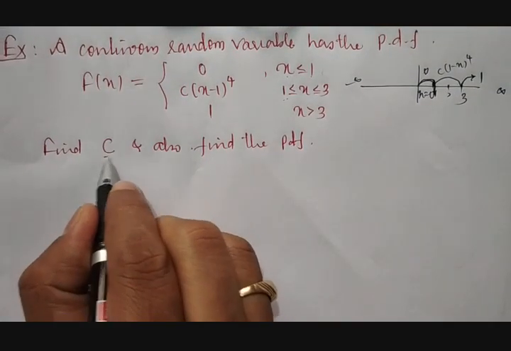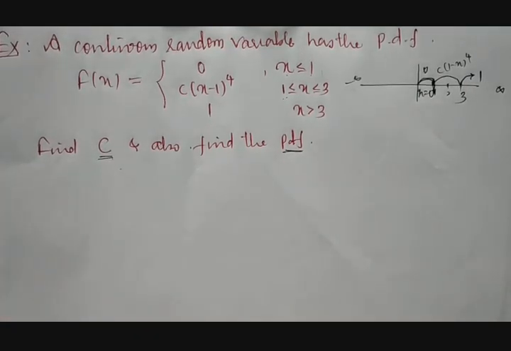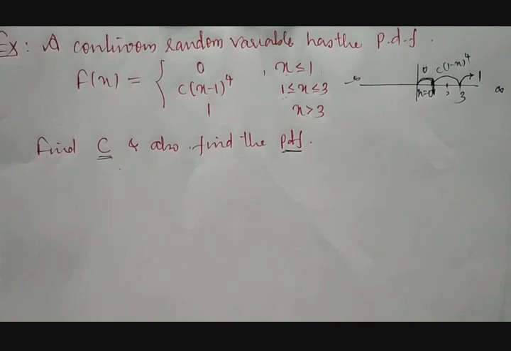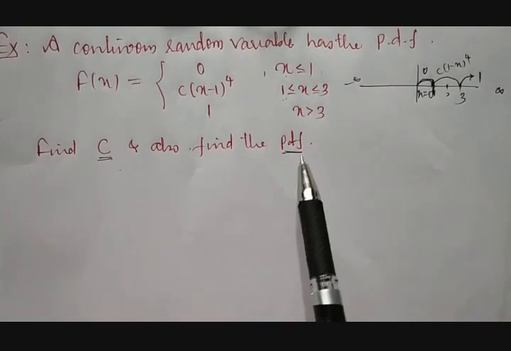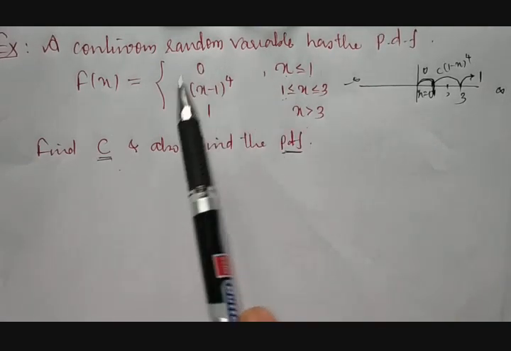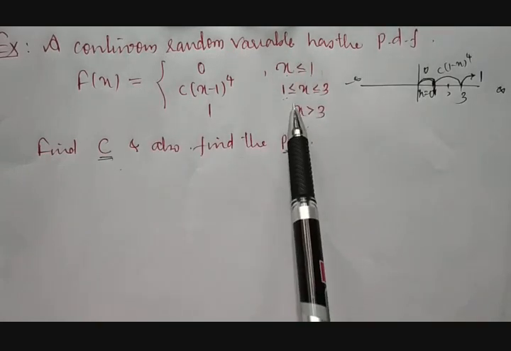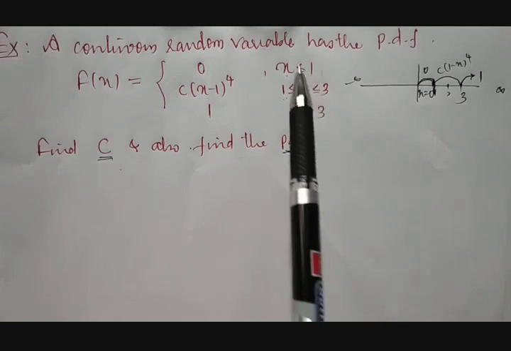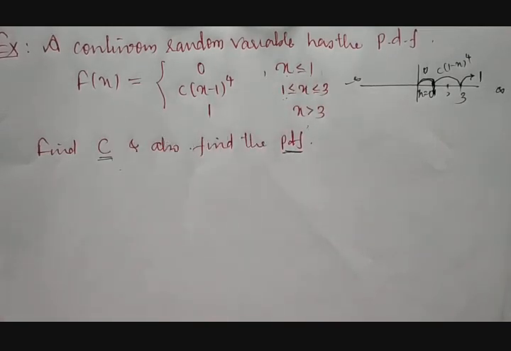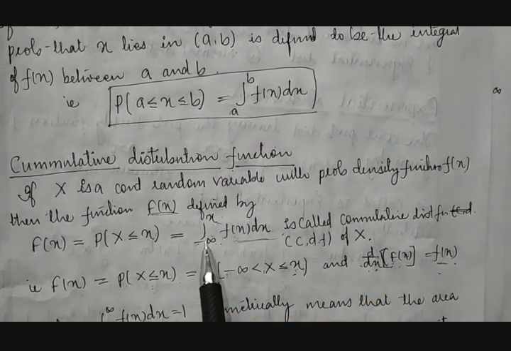Since we need to calculate c, along with that we need to calculate the probability density function. The given functional value is not a probability density function, because we need to calculate that. The given thing is a continuous random variable with a cumulative distribution function. So it is understood that whatever value is given, that is cumulative. In the cumulative definition, we already know this.